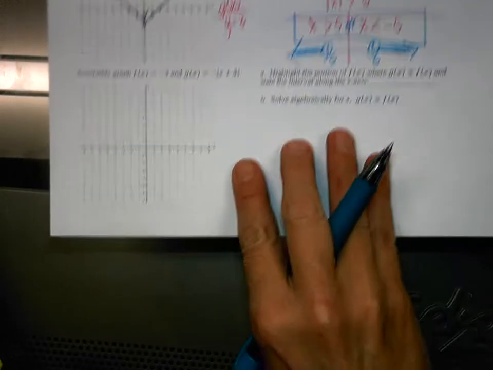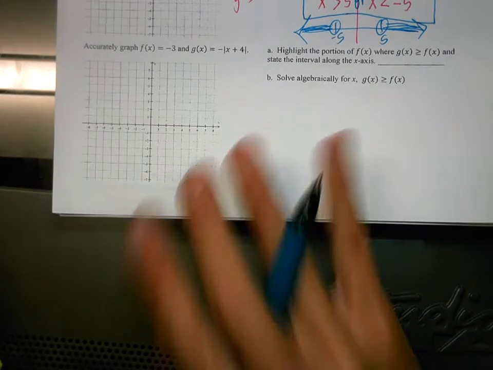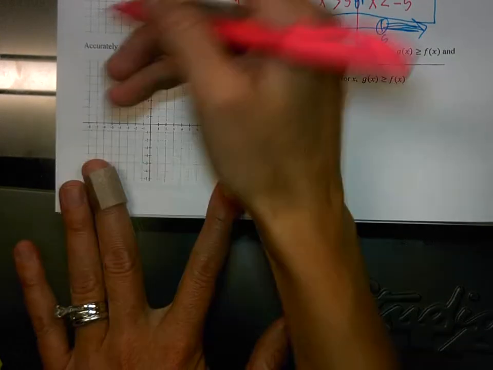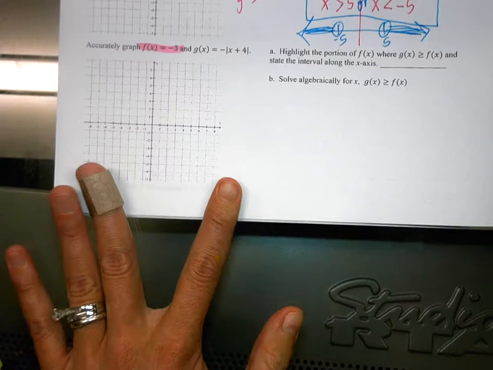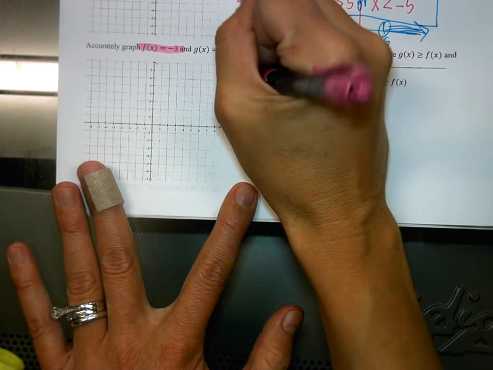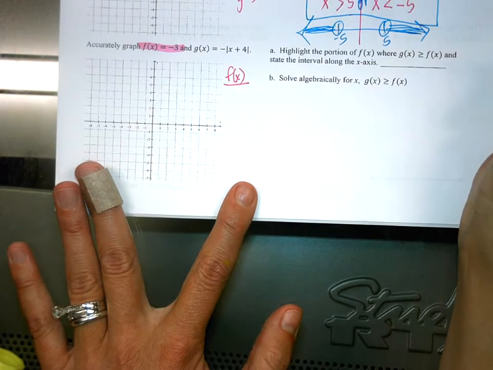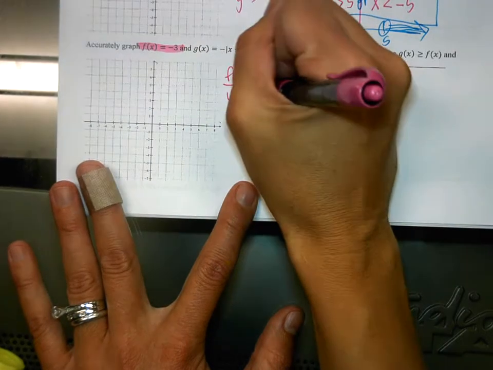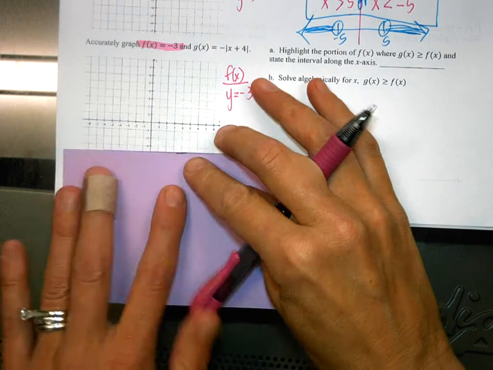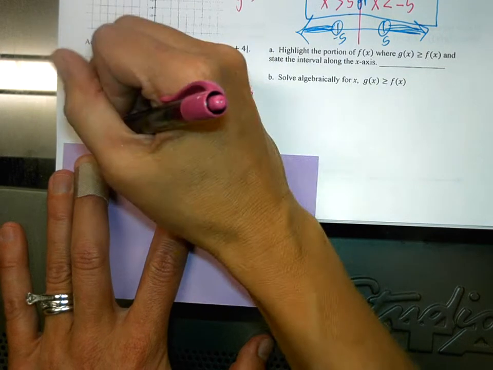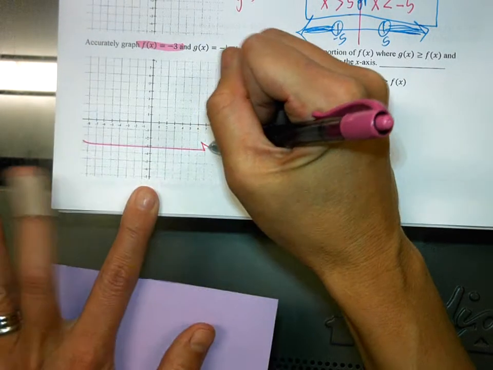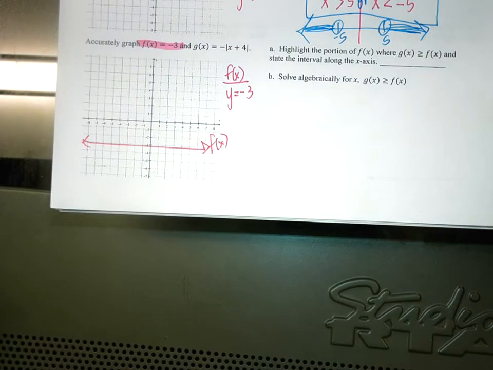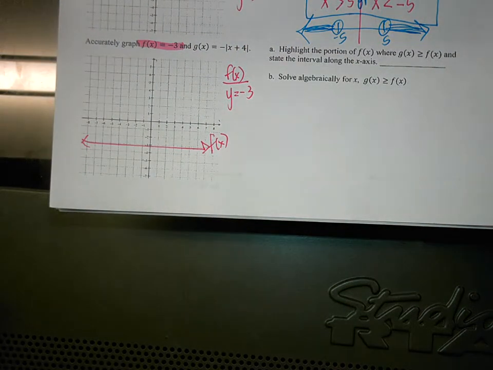Let's do another one. We're going to graph first. First graph, f of x equals negative 3. What does that mean to me? What would I write? Y equals negative 3. We're going to go over here, go to negative 3, and draw that line, and we're going to label it as f of x.